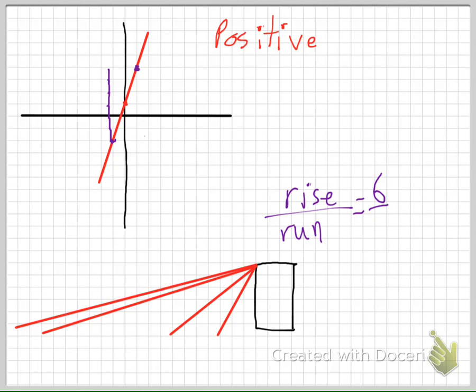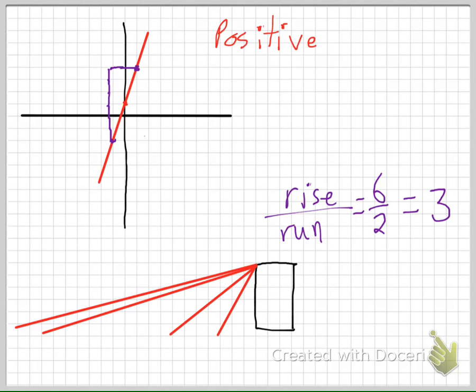Then my run, from this point, I'm going 1, 2 units. So that has a run of 2, which means my slope is 6 over 2. 6 divided by 2 is 3. So this has a slope of 3.